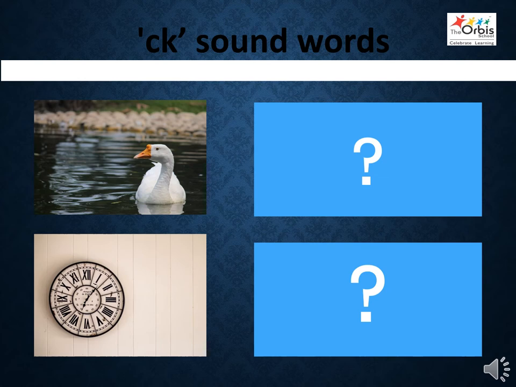Let's go to the second picture. Are you able to identify the thing in the picture and name it? It shows us the time. Let's check the answer on the next slide.